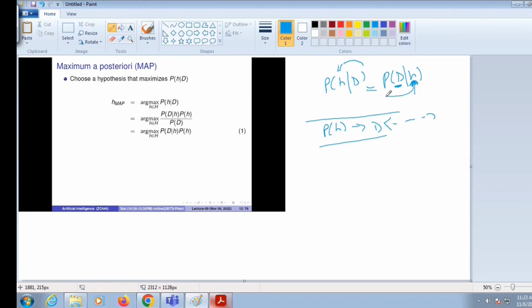So if the probability of the data is given to me, then I can find out this probability very easily. And let's assume that somebody gives me the probability of the hypothesis. What is this? Various probabilities are there.